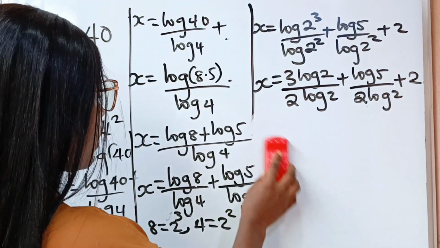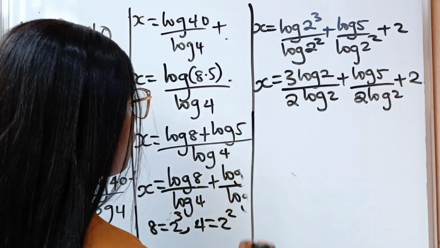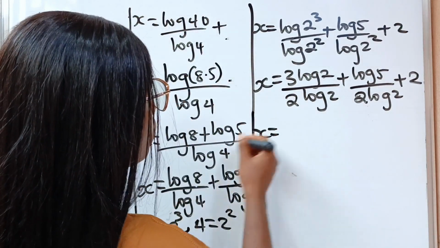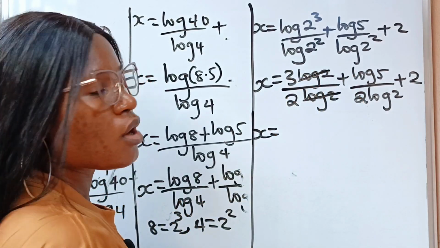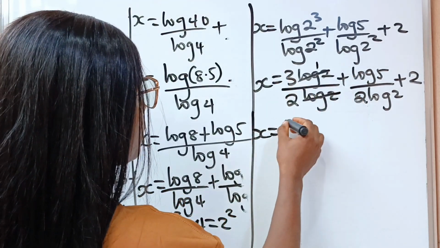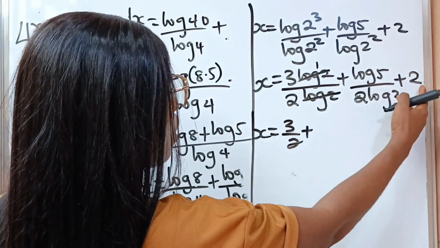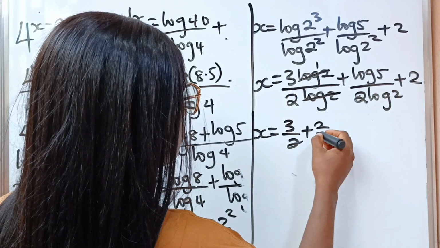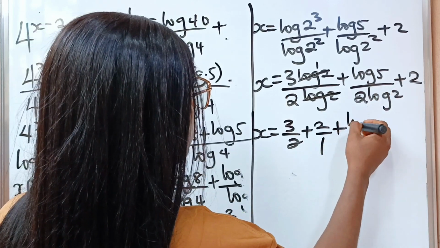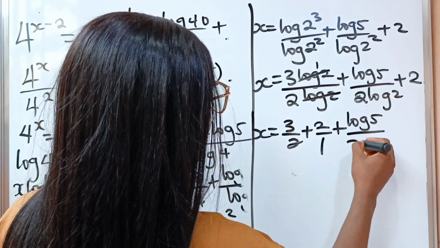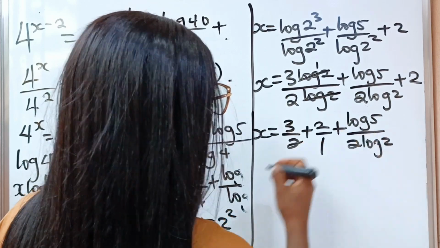Now let us continue. If we continue, we have that x is equal to log 2 will divide itself to give us 1. 1 times 3 over 2 will still give us 3 over 2 plus, let's call this 2 as well. This is 2, then plus log 5 divided by 2 log 2.